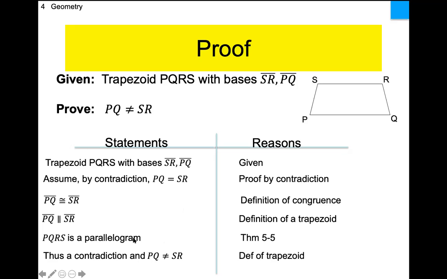Proofs by contradiction, once you get the hang of them, are pretty nifty, but when you first start, they are challenging. I said we're going to do 3 proofs. We just did 2 proofs. All right, QED.